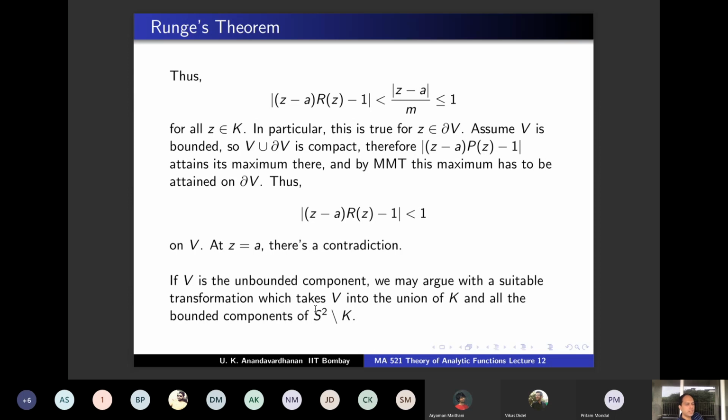So if |b| is high enough, then this is not allowed. If |b| is small, then this is allowed. Yeah, b could be in the bounded component.